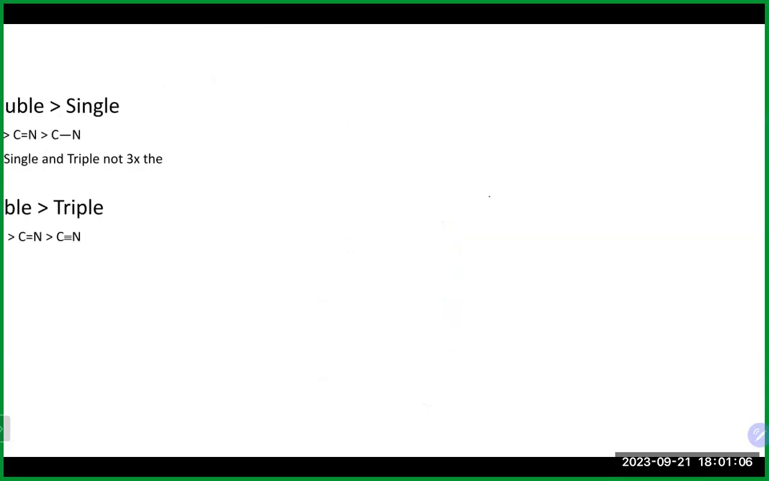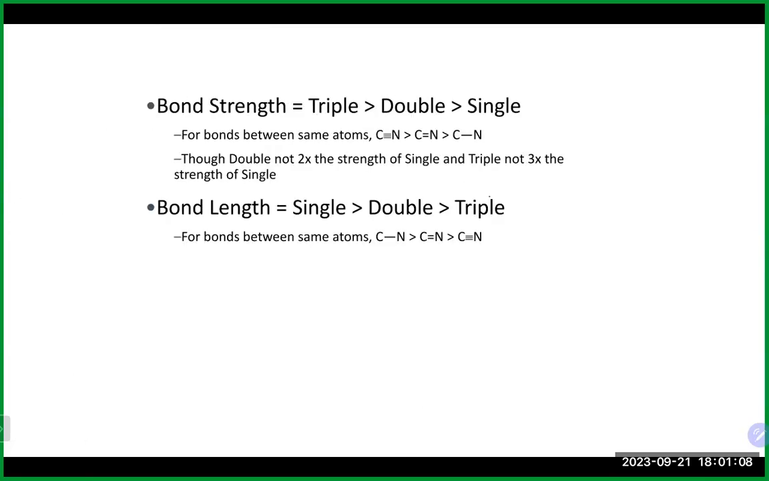And that does relate to bond strength. A triple bond is stronger than a double bond, and that is stronger than a single bond. It's not like a triple bond is three times as strong as a single bond or anything like that, but it's just that general trend. And that obviously goes with our bond length.